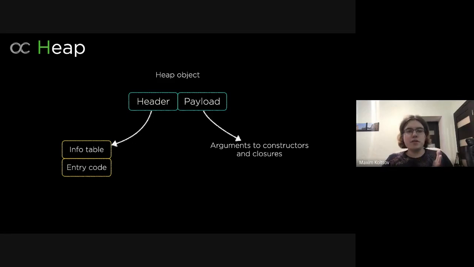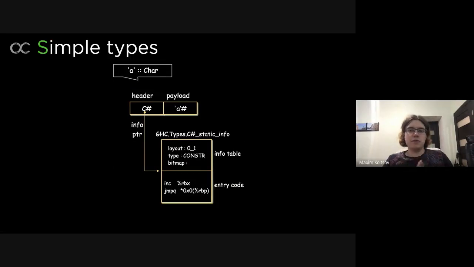And now let's see how some of the well-known Haskell types are represented as heap objects. This slide comes from the presentation I mentioned in the beginning. So if you have a Haskell character, it will have a header that refers to the info table for this type, character, and a payload, which is, in this case, a primitive value of type character.